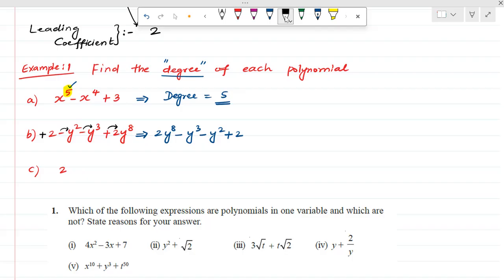Now is it in the standard form? See 8, 3, 2 and the constant. Gradually the power decreases. Now what is the degree here? The degree here is 8. So therefore degree is equal to 8. That's it. Now what is the degree here? Here this is a constant polynomial, or a monomial we can say. So the constant, I can write as x power 0. Is it right? This is x power 0. So the degree is equal to 0. That's it.